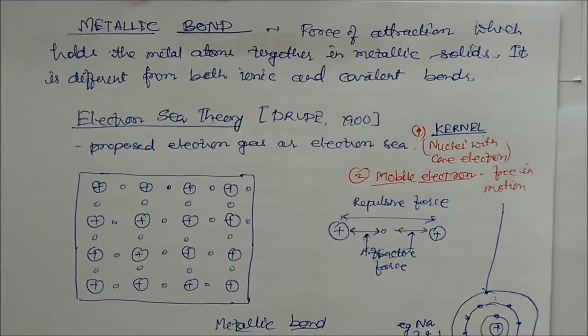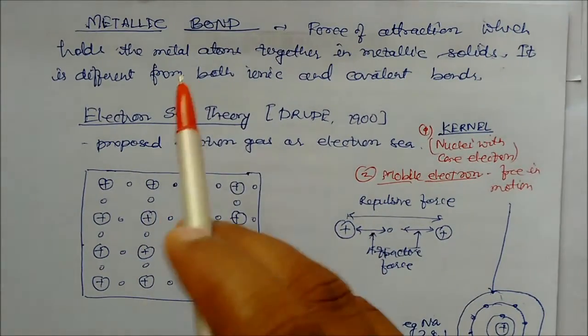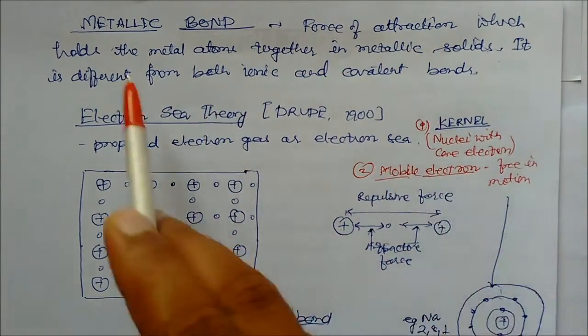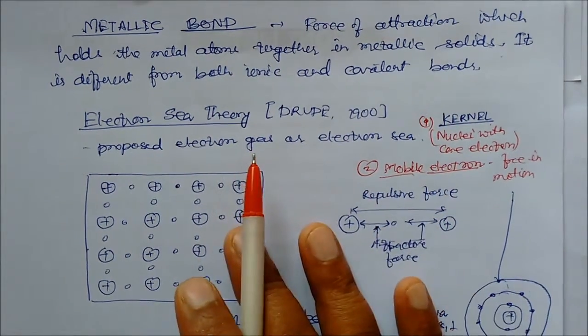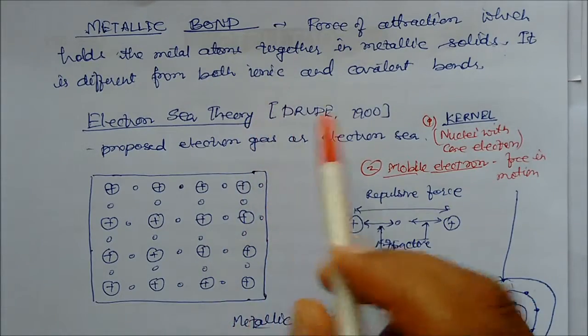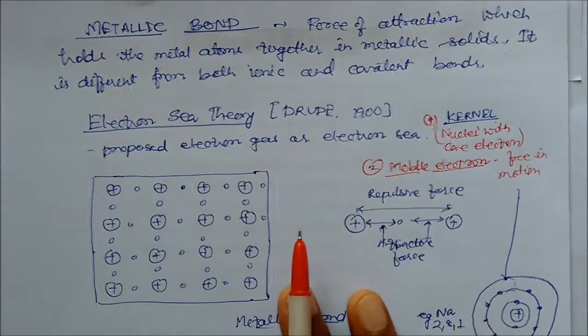So next is the metallic bond. In a metallic bond, it is actually the force of attraction which holds the metal atoms together in a metallic solid. So it is different from ionic and covalent bonds. How is it different? Let us see.